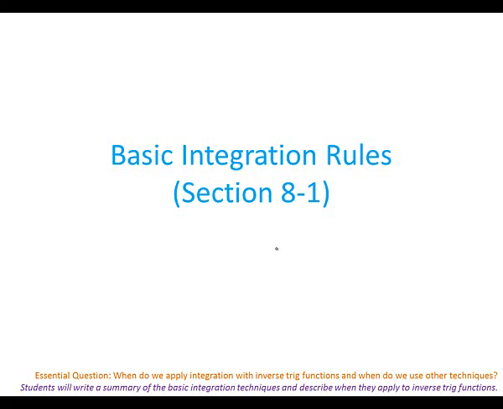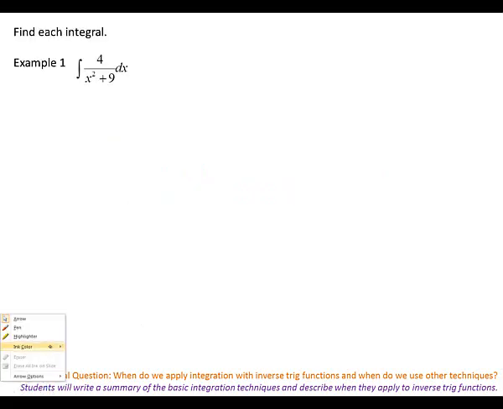Okay, so let's start with example 1 here. You're going to see I'm going to purposely do some that look very, very similar to each other, but there's one little tiny thing that switches it from one type to another type. When I see a rational like that, the first thing I'm going to do is look and see if it fits one of the inverse trig patterns. So look at your inverse trig pattern. In fact, let's rewrite this. Let's put the 4 out in front. 1 over x squared plus 9 dx.